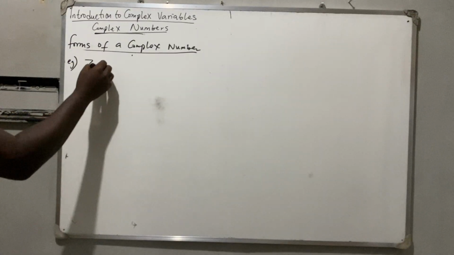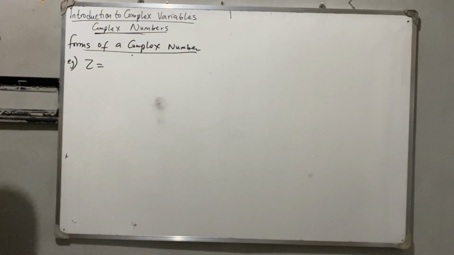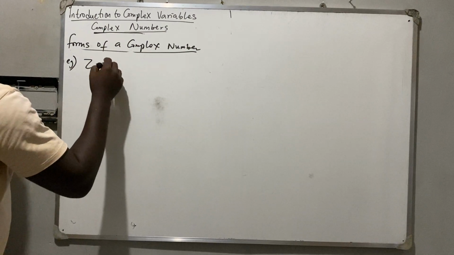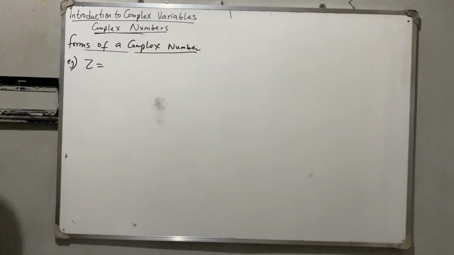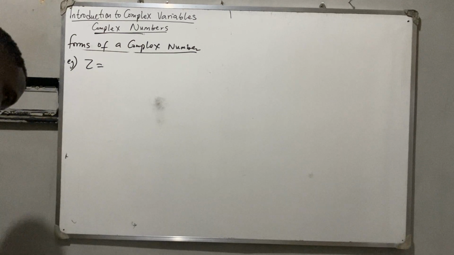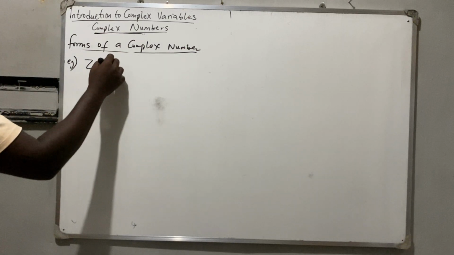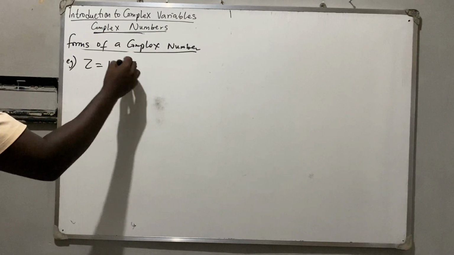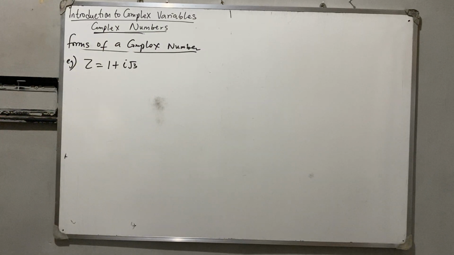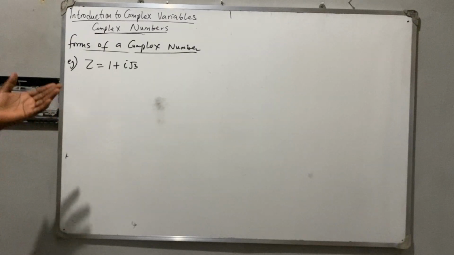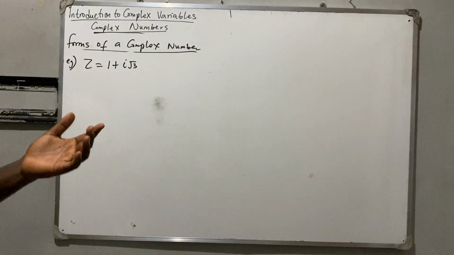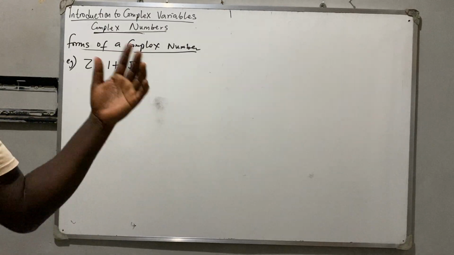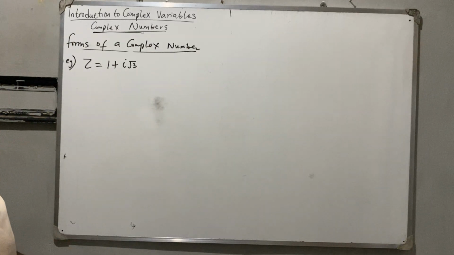So let z be equal to, let me find something that will give us a normal one, 1 plus i root 3. So now we have this. We want to express this, you know that this is already in what form? In Cartesian form or the rectangular form. So we want to change it to the polar form, the exponential form, and the logarithm form. So we're changing it to the 3 forms that are remaining.